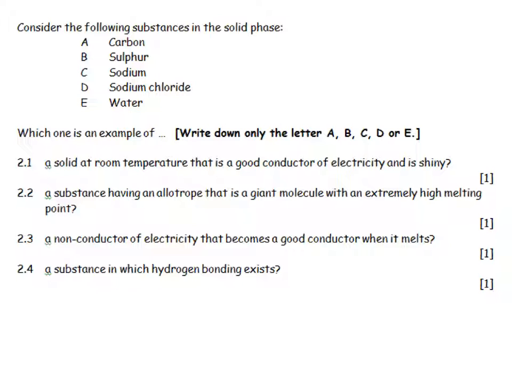Consider the following substances: carbon, sulfur, sodium, sodium chloride, and water. Which one is a solid at room temperature and is a good conductor of electricity and shiny? So you're hunting for a metal. The only metal in that list is sodium. A substance that has an allotrope, that is a giant molecule with an extremely high melting point, that is your diamond, but diamond's not there. So I look a little harder and I see that carbon is there, so A is correct.